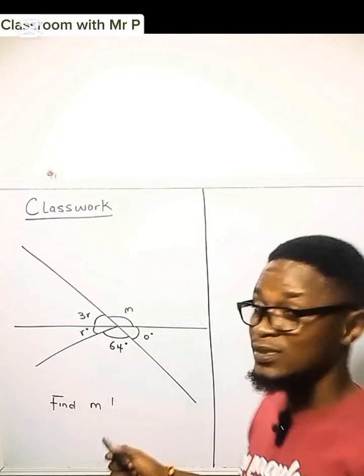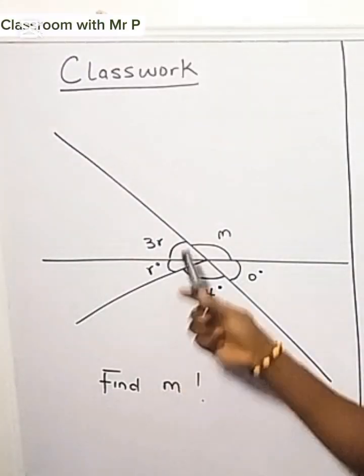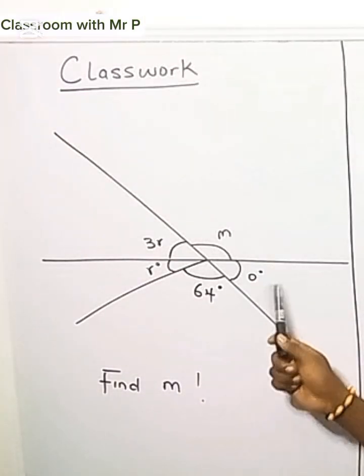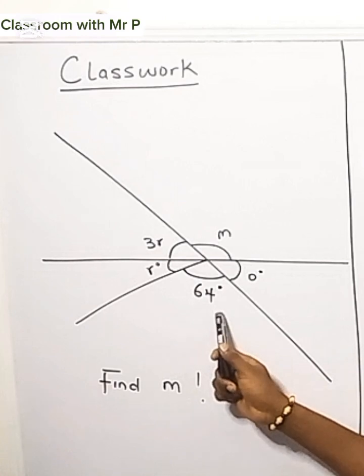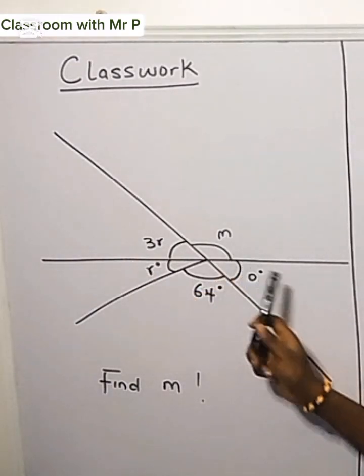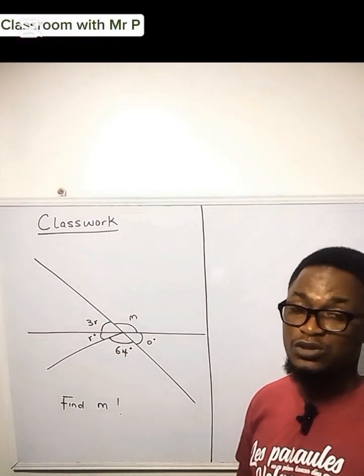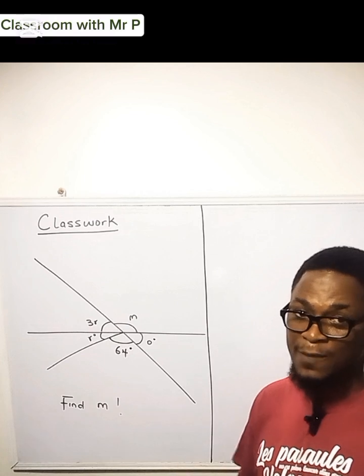Now let's consider this that is given to us on the board. I have 3R, this angle is given as 64, this is O, this is M. So we have only 64 given, but we don't know this. We know this is 3 times of this, and we don't know what this is. But guys, before you can answer this question, you need to understand what vertically opposite angles are.